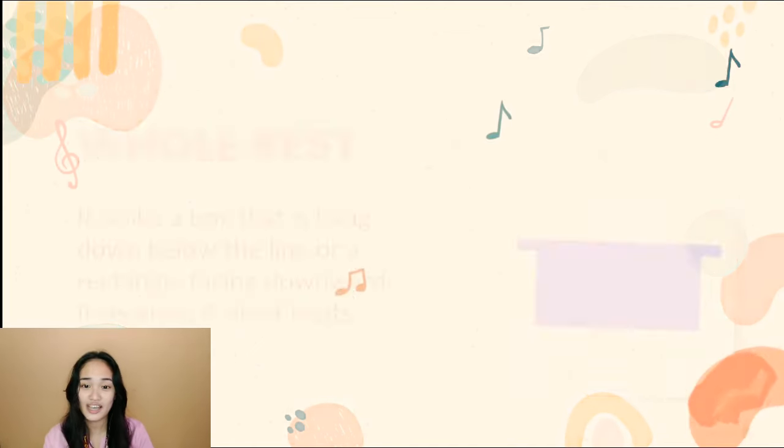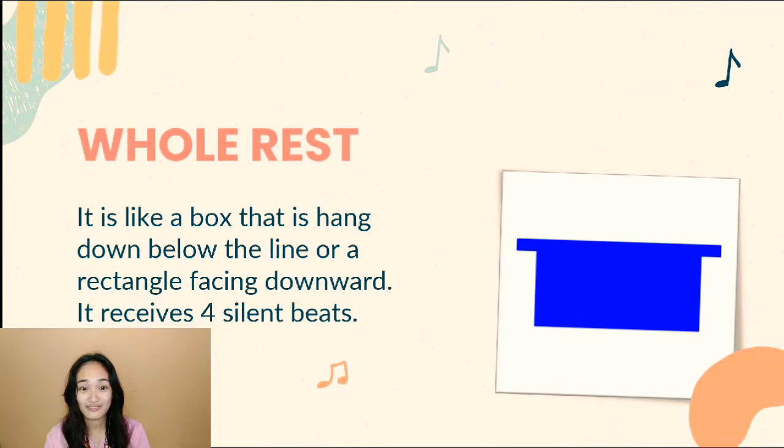For the first kind of rest, we have the whole rest. Whole rest, it is like a box that is hung down below the line or a rectangle facing downward. Whole rest receives 4 silent beats. Again, whole rest receives 4 silent beats.